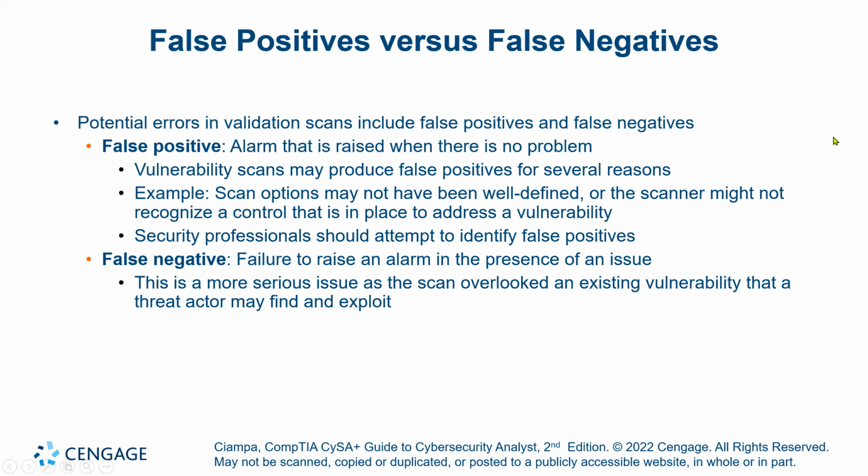False positives versus false negatives. Potential errors in validation scans include false positives and false negatives. A false positive is an alarm that is raised when there is no problem. Vulnerability scans may produce false positives for several reasons. For example, a scan option may not have been well defined, or the scanner may not recognize a control that is in place to address a vulnerability.